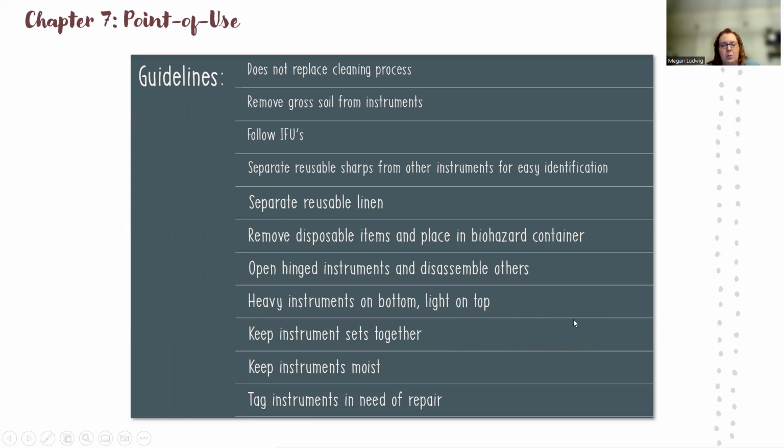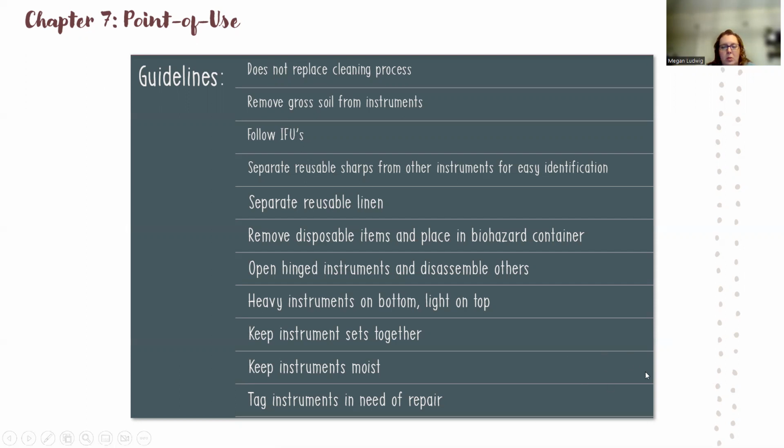Keep instrument sets together. Sometimes as a surg tech, this one is easier said than done. Sometimes you end up with a lot of trays during a case and it's hard to keep track of which instrument came from which tray. So that's important. Sometimes instruments are tagged specifically, but when it comes down to sterile processing for decontam, try to keep that tray cleaned at the same time so they don't get separated. It just prolongs the whole process if you have to go searching for something later.